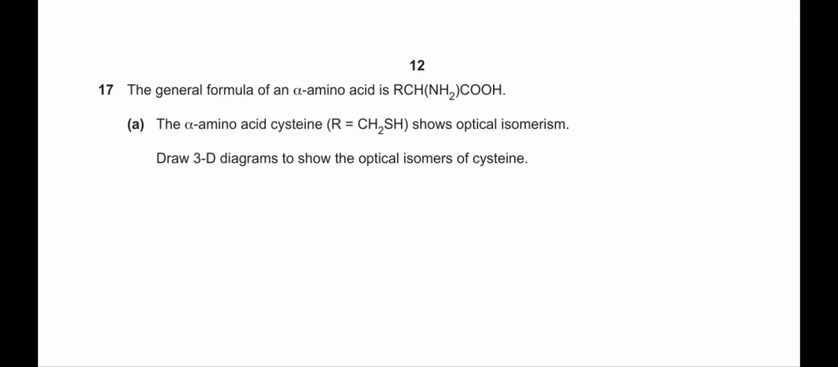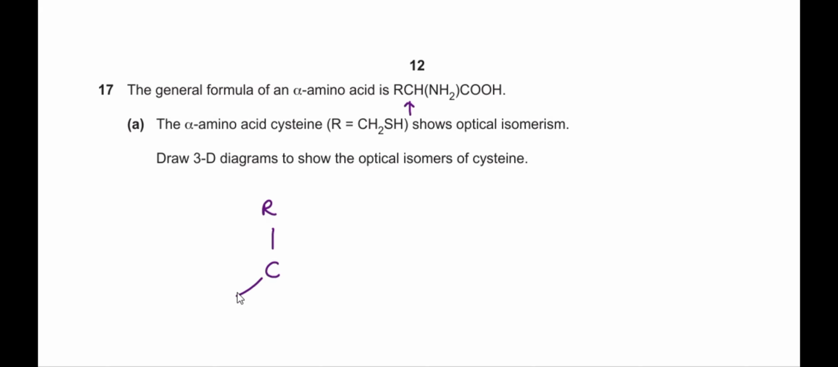Question 17. The general formula of an alpha amino acid is RCHNH2COOH. The alpha amino acid cysteine, where R is CH2SH, shows optical isomerism. Draw 3D diagrams to show the optical isomers of cysteine. So the chiral carbon atom is this one here, which is attached to this R group, hydrogen, NH2 as well as COOH. So put the chiral carbon atom at the center and draw the R group here. We will fill it up later.